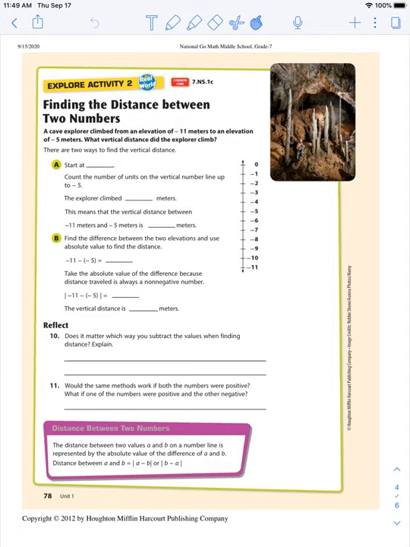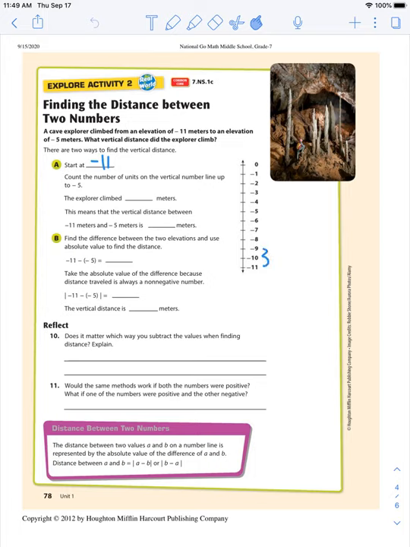A cave explorer climbed from an elevation of negative 11 meters to an elevation of negative 5 meters. What vertical distance did the explorer climb? There are 2 ways to find this vertical distance. The first way, we're going to start at negative 11, since he started at negative 11 meters. And then we're going to count up until negative 5 to see how many units we moved.